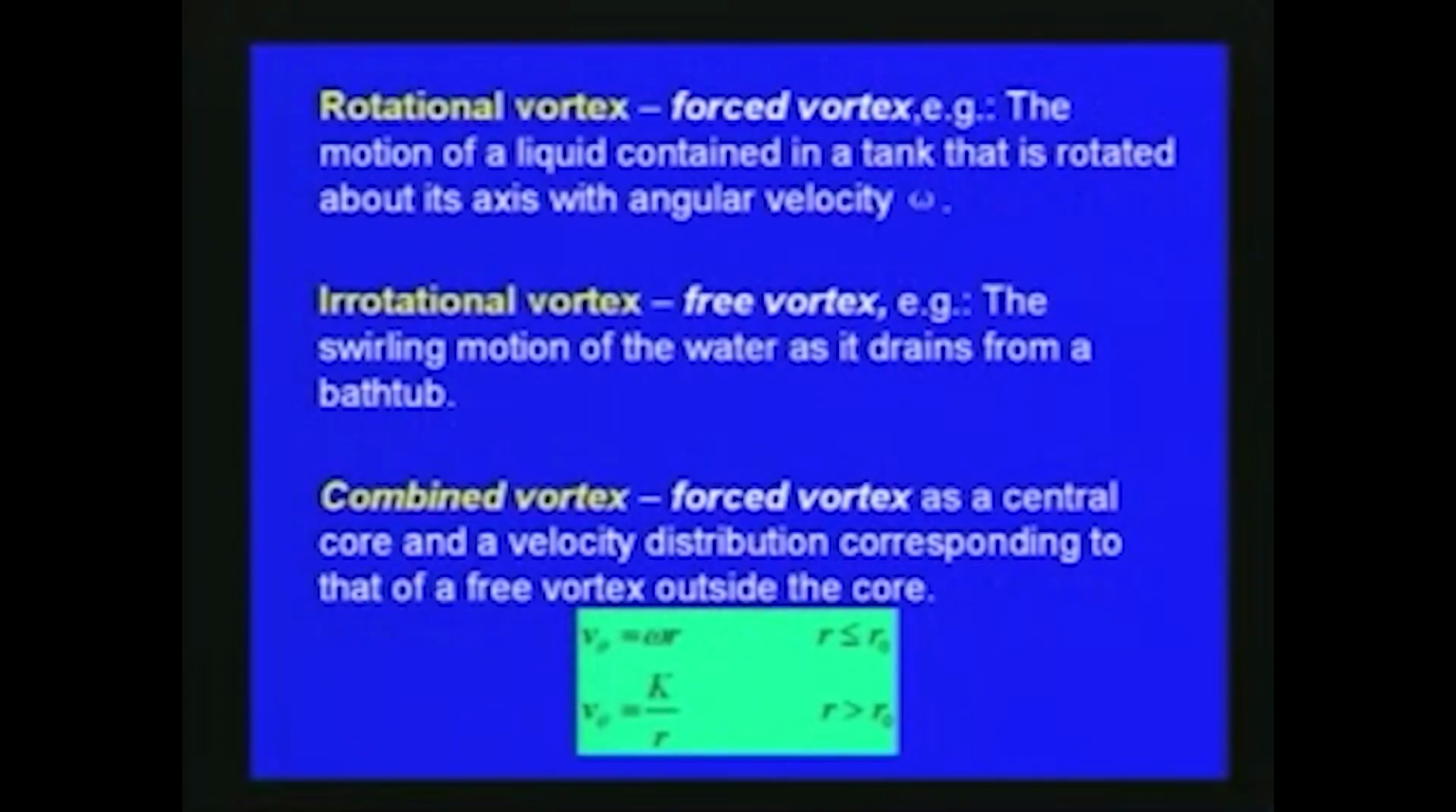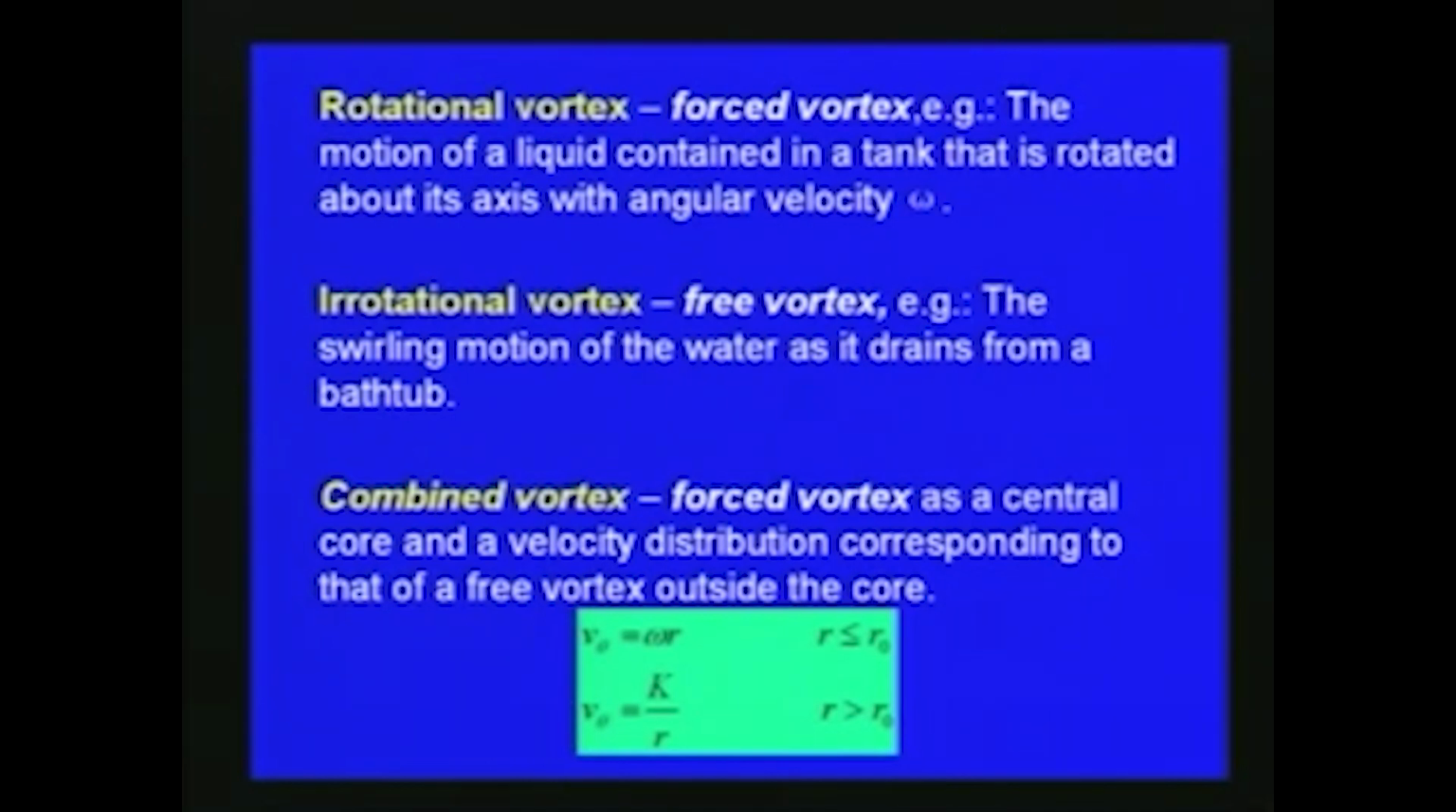As mentioned, a rotational vortex is a forced vortex. For example, the motion of a liquid contained in a tank that is rotated about its axis with an angular velocity omega is an example of a rotational vortex. The irrotational vortex is also called a free vortex. For example, the swirling motion of water as it drains from a bathtub is an example of an irrotational vortex. And then there can also be a combined vortex.